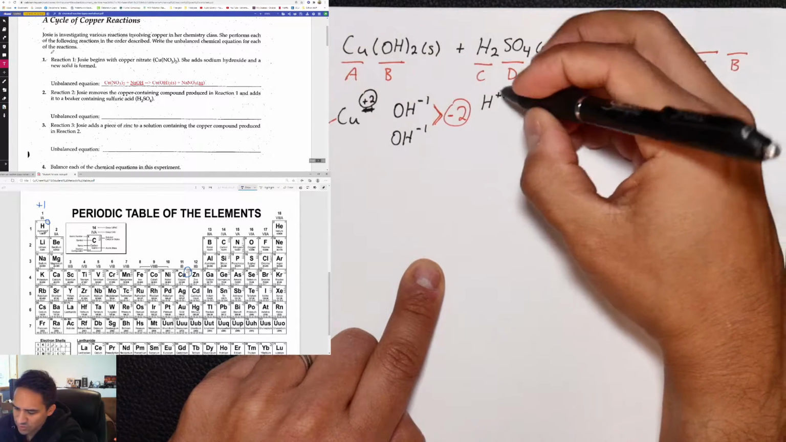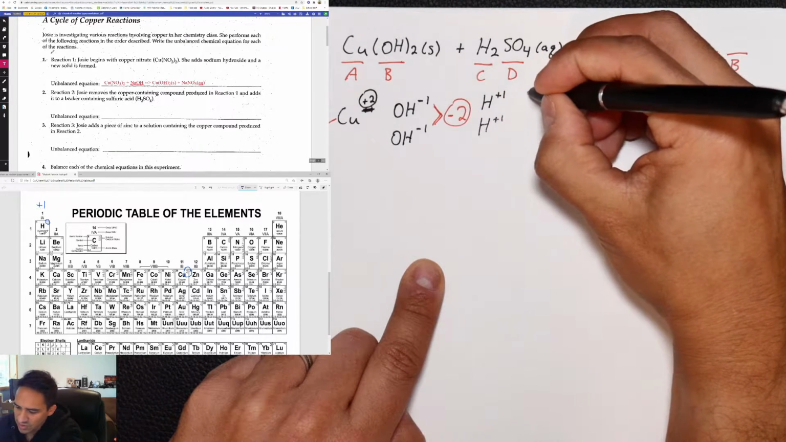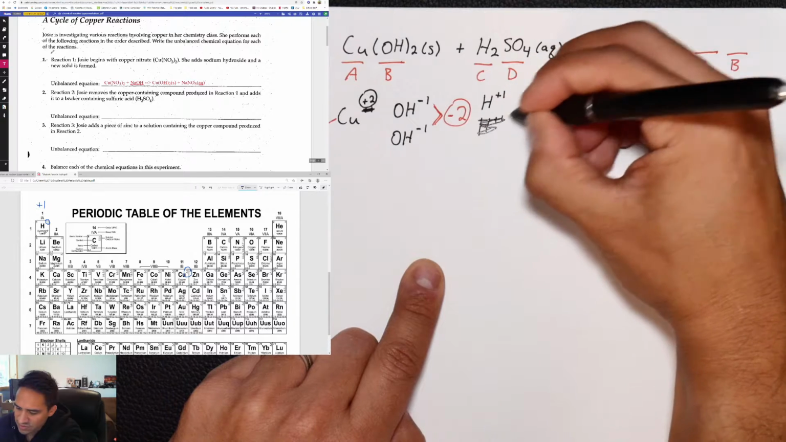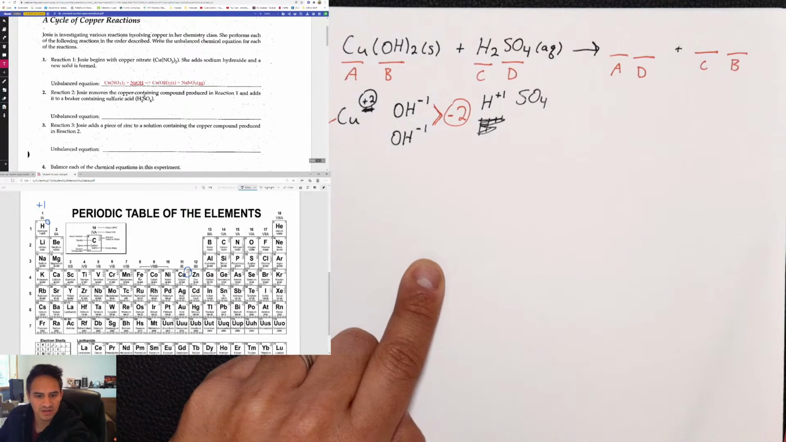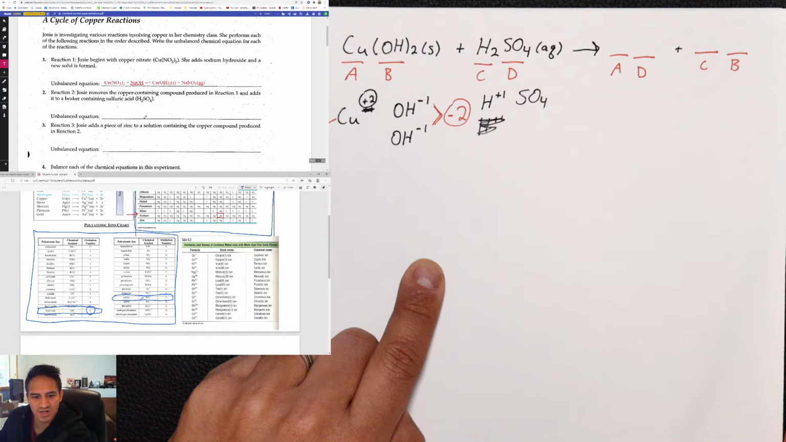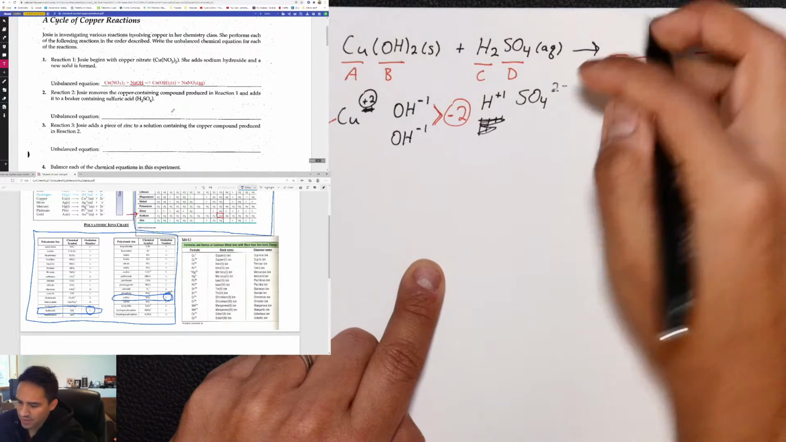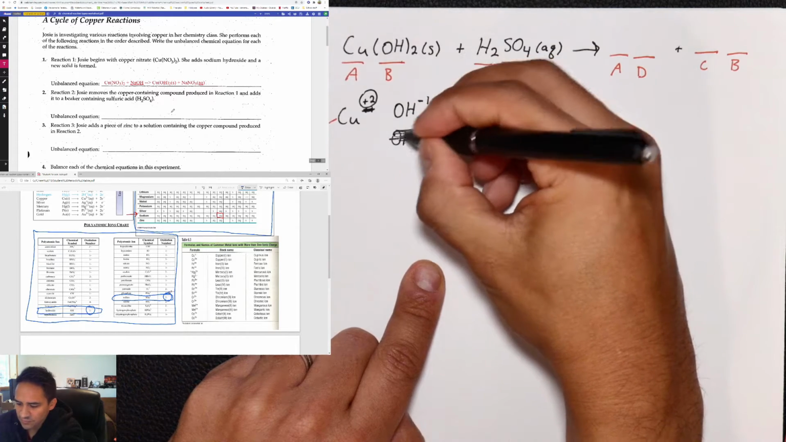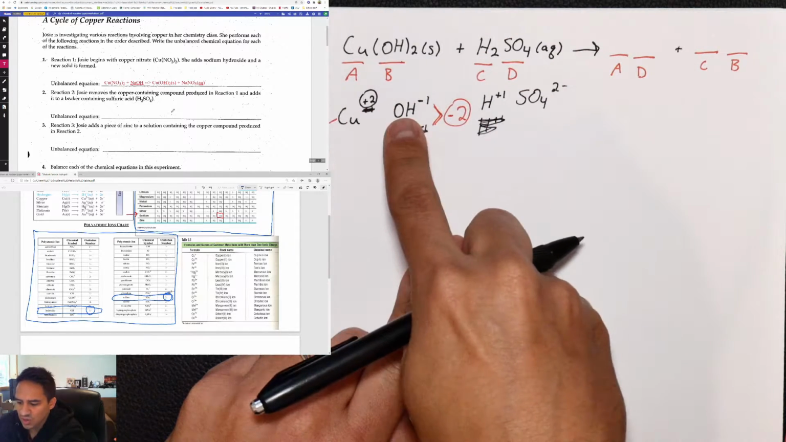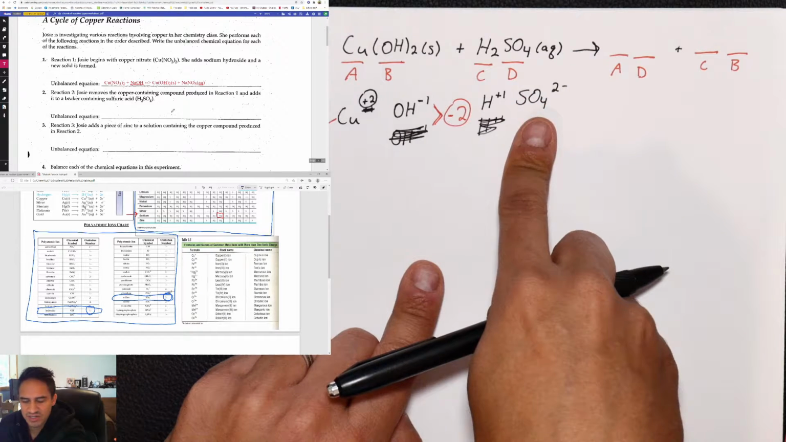There are two H's, each +1, bonded with SO4, which is a sulfate ion. On the back of our periodic table, sulfate has a charge of -2, or 2 minus. So these are our ions: copper +2, OH -1, H +1, and SO4 2 minus.